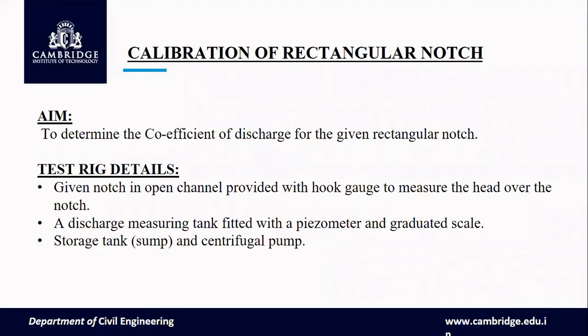Let's start with the introduction. So what is a notch? A notch is a device used for measuring the rate of flow of a liquid through a small channel or a tank. A notch can also be defined as an opening in the side of a tank or a vessel such that the liquid surface in the tank will lie well below the opening. That is known as a notch.